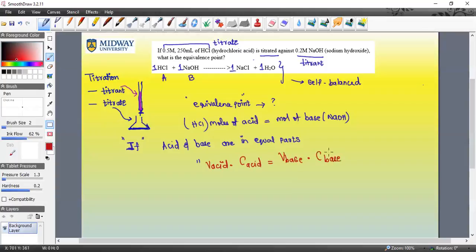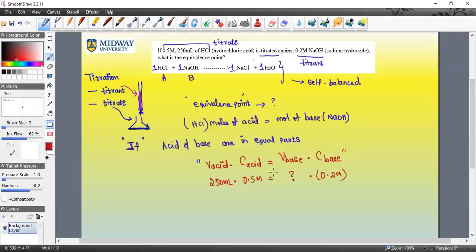You do not have to modify anything. Essentially, what it's asking for, equivalence point, means you're asking what volume it would take to get to that equivalence point, right? So we know the volume of our acid is 250 mils. Concentration of acid is 0.5 molar. Volume of base is exactly what we're trying to find, and concentration of base is 0.2 molar.